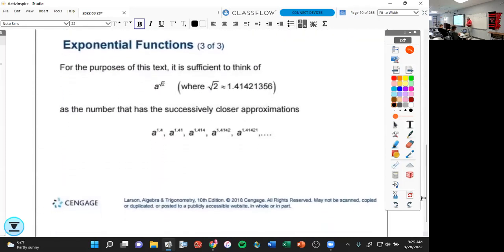So for the purpose of this text, we can think of a to the square root of 2, where square root of 2 is about 1.414. Okay. I could approximate that. I could figure out a to the 1.4, but I could be more precise by going a to the 1.41. But I could be more precise as a to the 1.414. Does that make sense? And so I could keep adding the numbers that are the result of the square root of 2 and get an approximation of what a to the square root of 2 is.